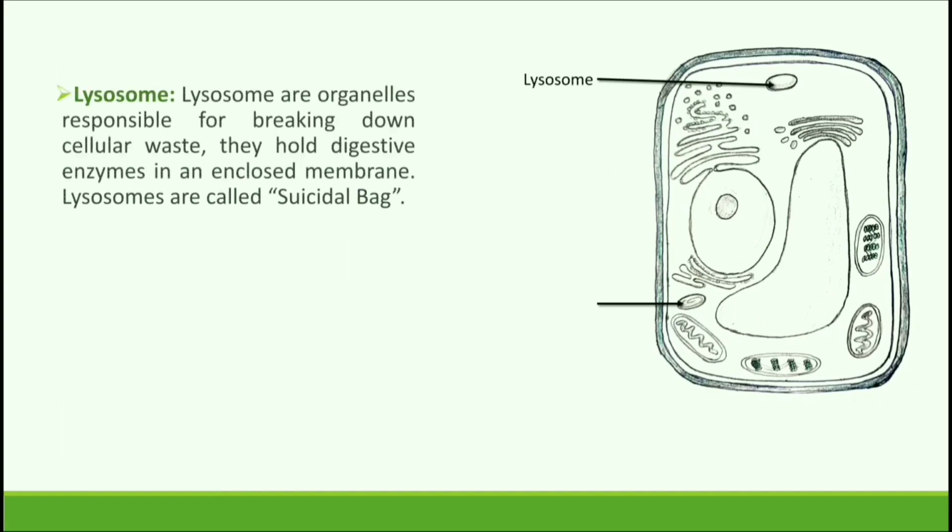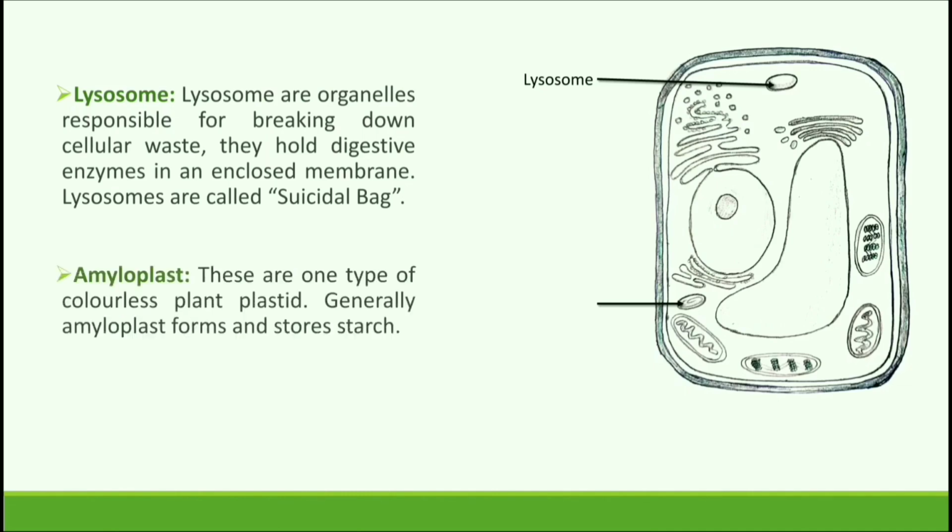Next is lysosome. Lysosomes are the organelles responsible for breaking down cellular wastes. They function as the digestive system of the cell and contain digestive enzymes. Sometimes lysosomes digest or damage their own cells by these enzymes. That's why it's called the suicidal bag. Next is amyloplast. These are one type of plant plastid.